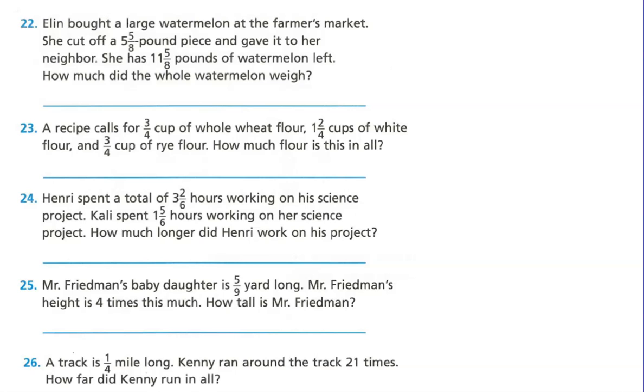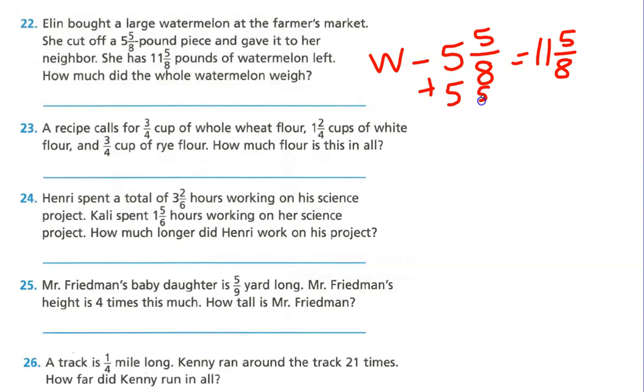So for number 22, this is going to be W, and that's just standing for watermelon, minus the 5 5/8, and that would have equaled that 11 5/8 that you had. Okay, so this is basically standing for the weight of the watermelon minus 5 5/8 that you gave away would equal 11 5/8. But in order to actually solve that problem, you're going to add 5 5/8, which cancels these two out, and then you would have added 5 5/8 here, which will end up giving you 17 2/8. So 17 2/8 would be your answer there.